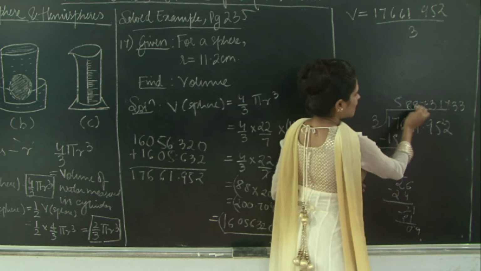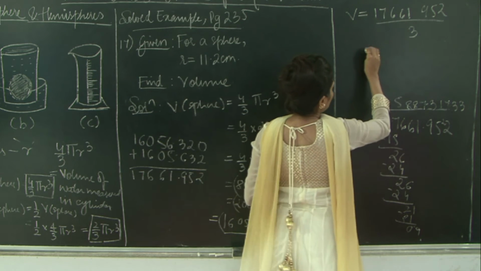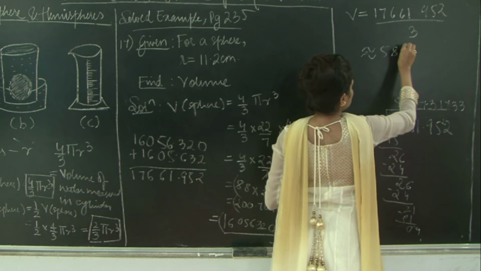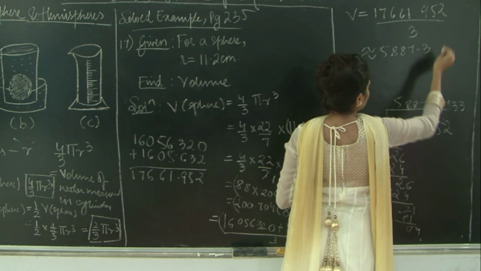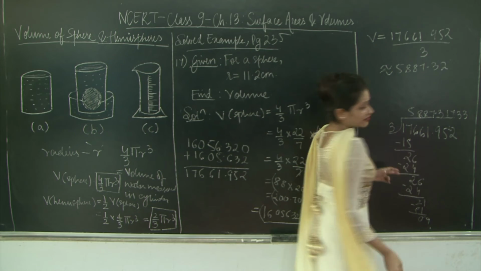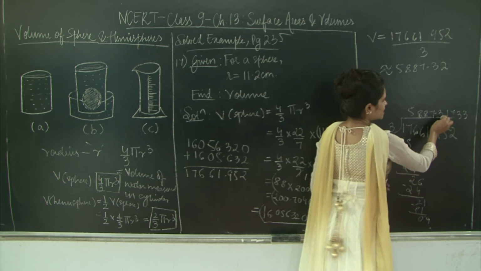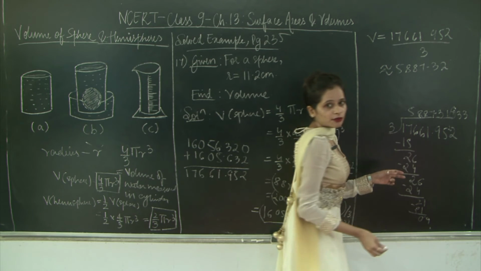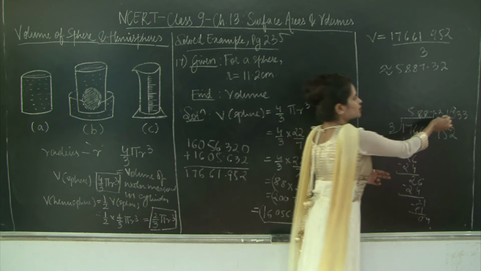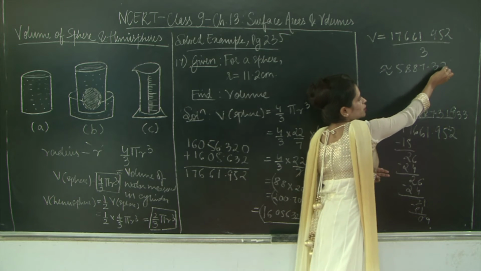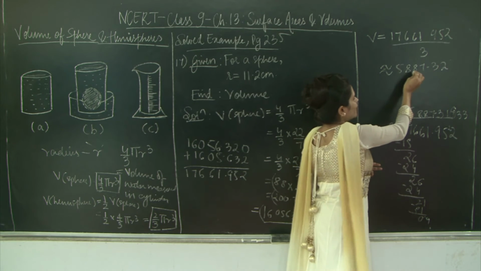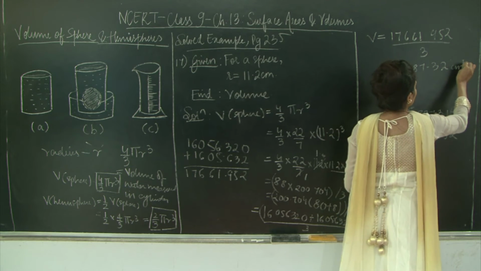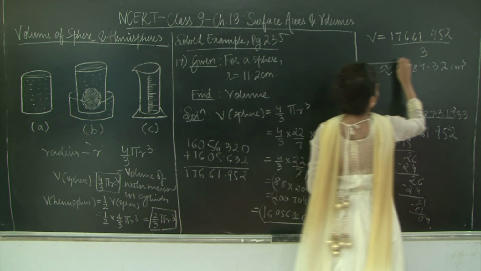So finally what do we get our answer as? This is approximately equal to 5887.32. Why 32? Because I am just taking 2 places after the decimal. Now this number, the third point after the decimal point is greater than 5. So I am just going to add 1 to the previous term. So this becomes 5887.32 centimeter cubes. This is the volume of the sphere.